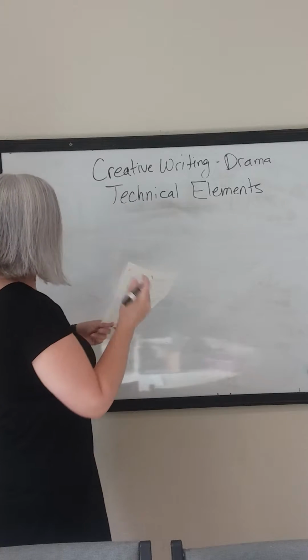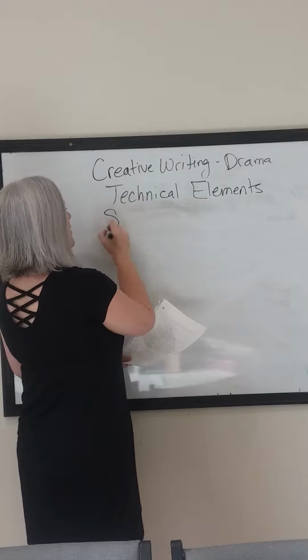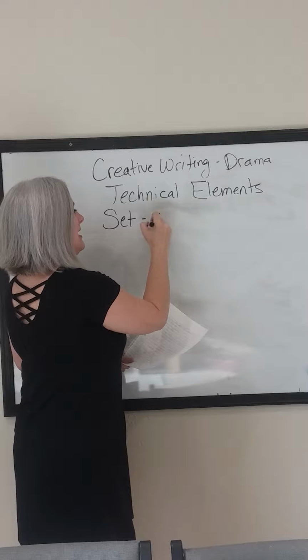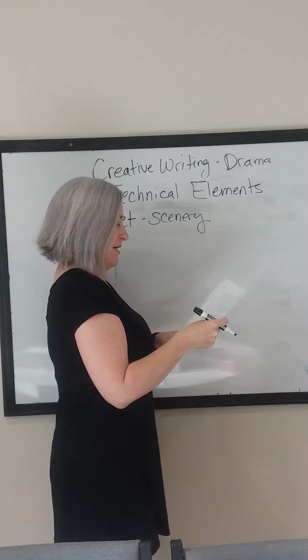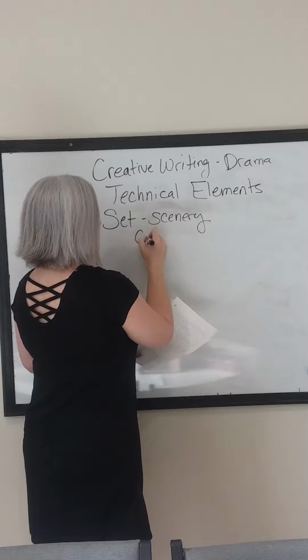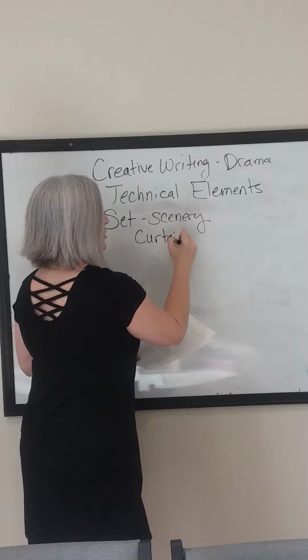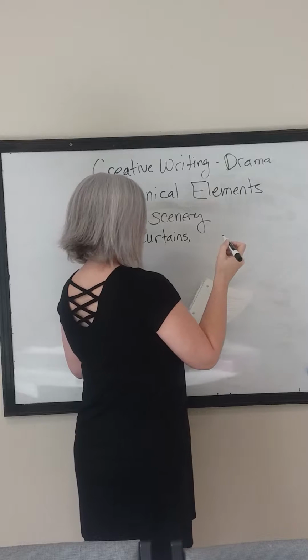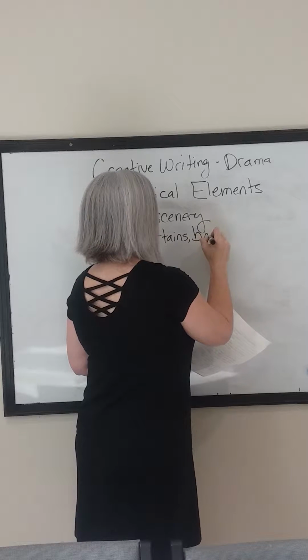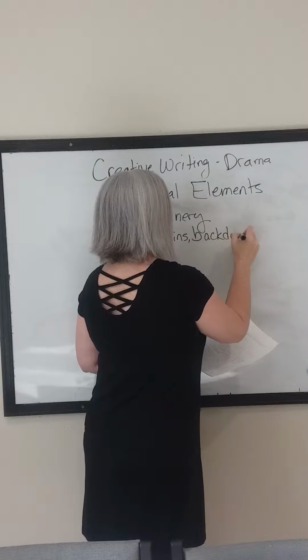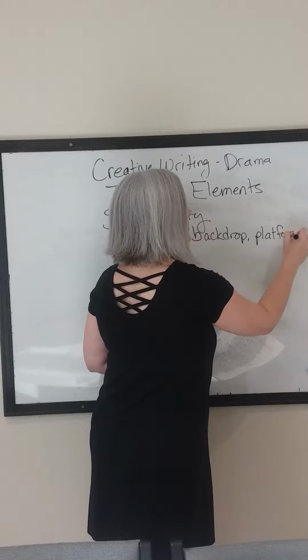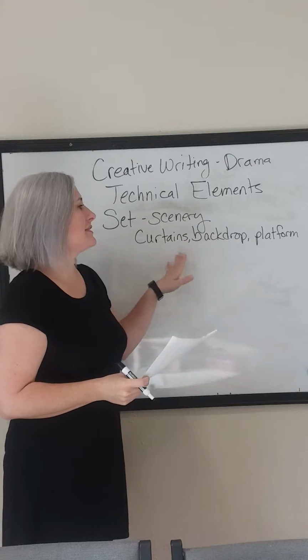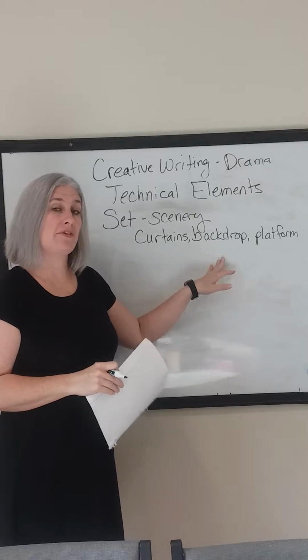So some of the technical elements are the set, and this includes the scenery, which would be things like, if it's a play, the curtains. It's going to include the backdrop, maybe a platform or a stage. And these can really make a big difference.